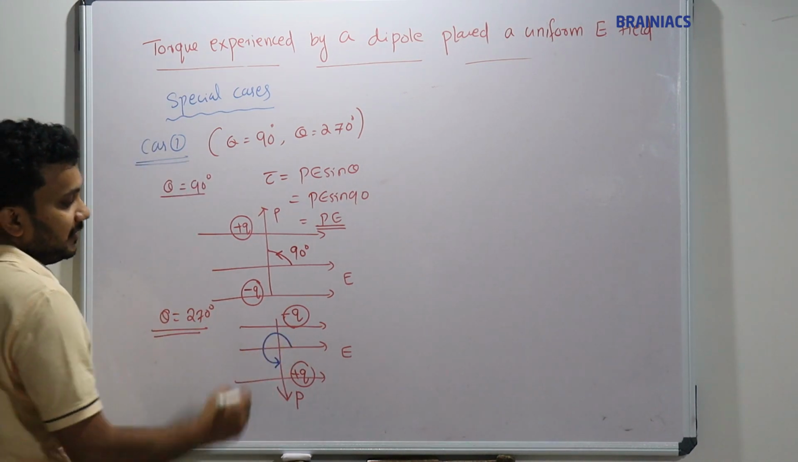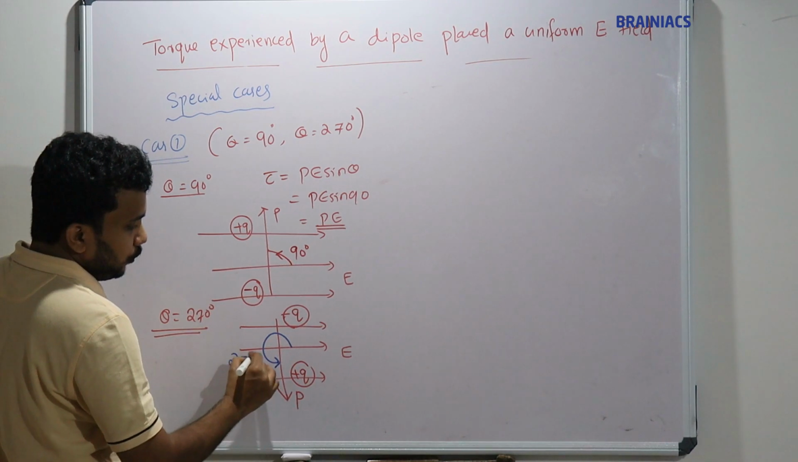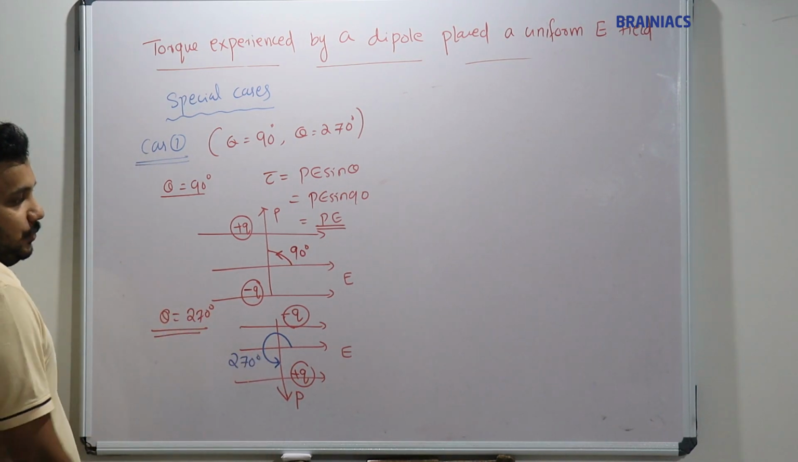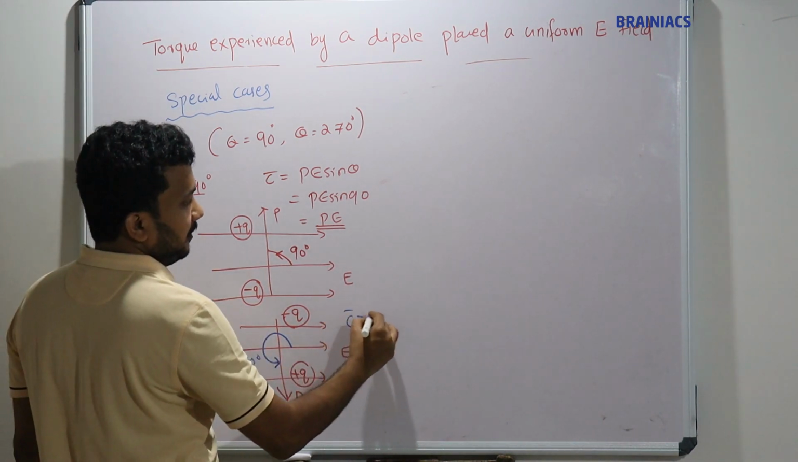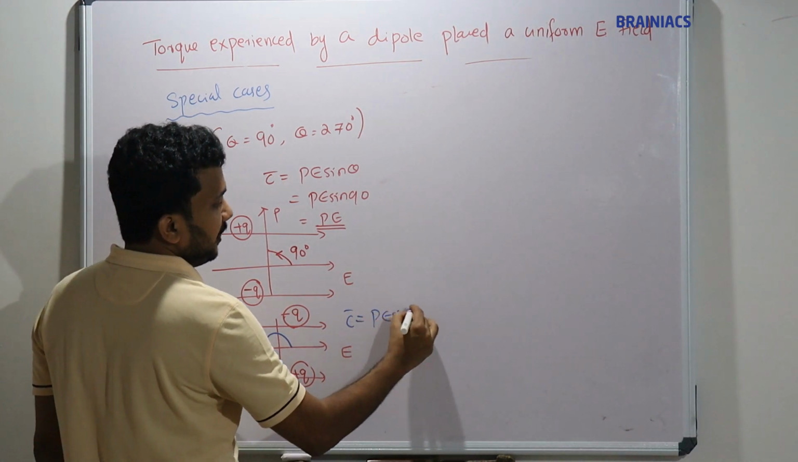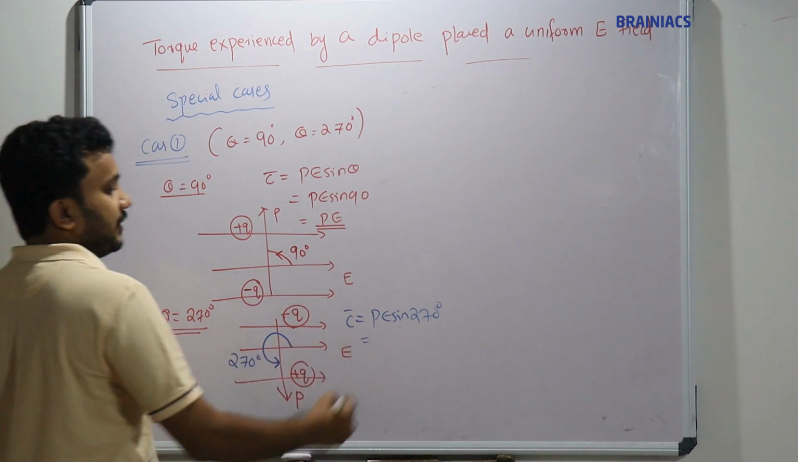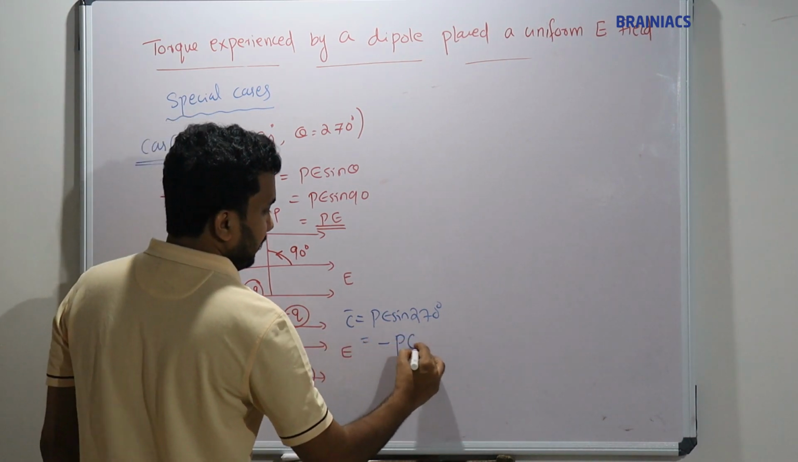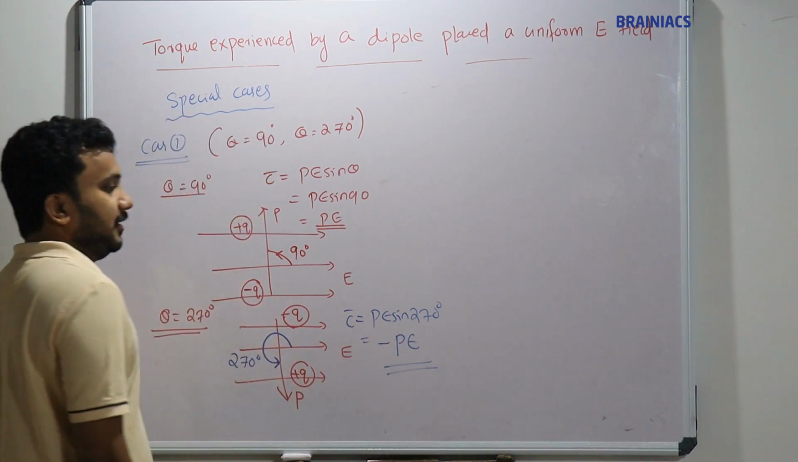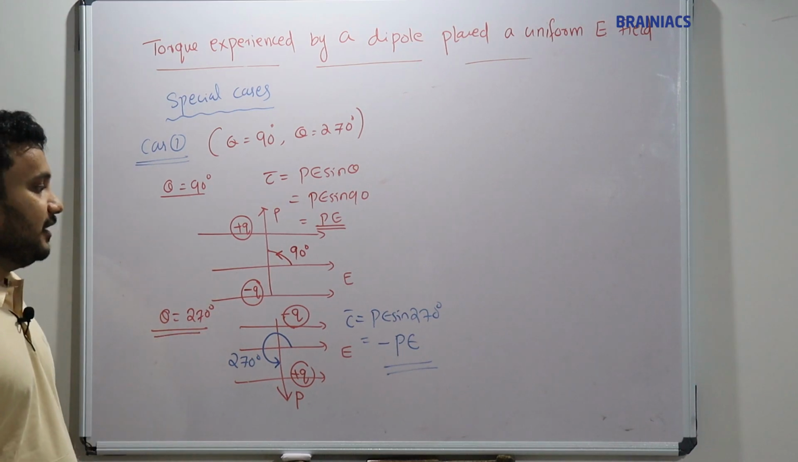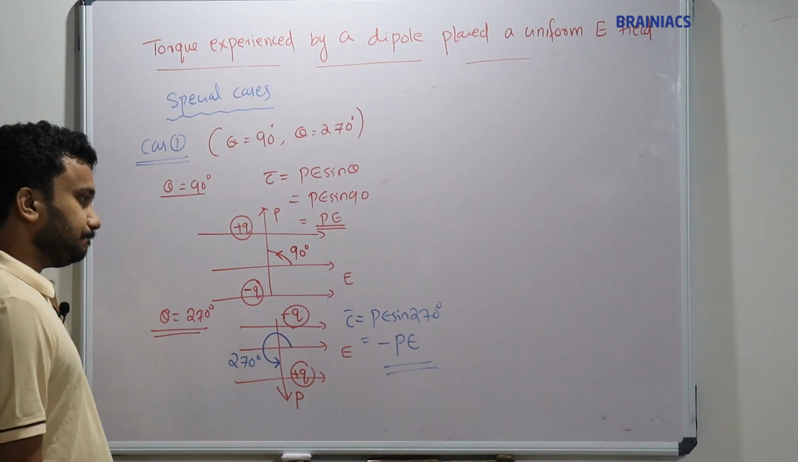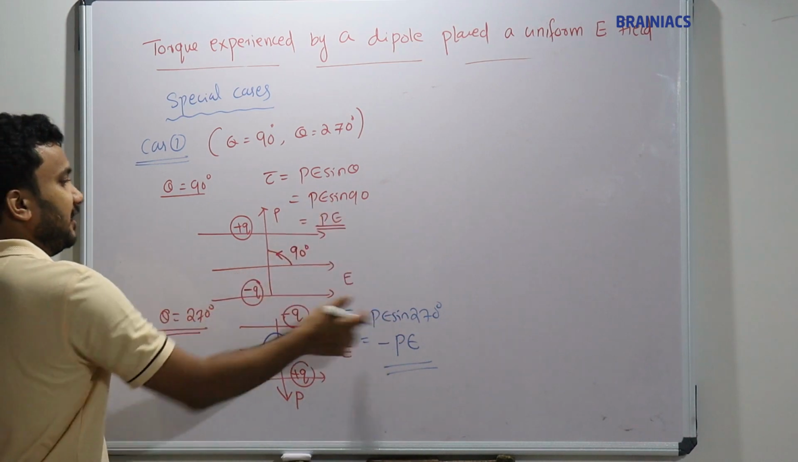This total angle is equal to 270 degree. So in this case, what is the torque? Torque will be equal to PE into sine of 270 degree, which means what? What is the sine 270 value? Minus 1. In mathematics, if you do not remember, please remember, sine 270 is minus 1. So torque is minus PE. Here it is PE, here it is minus PE.